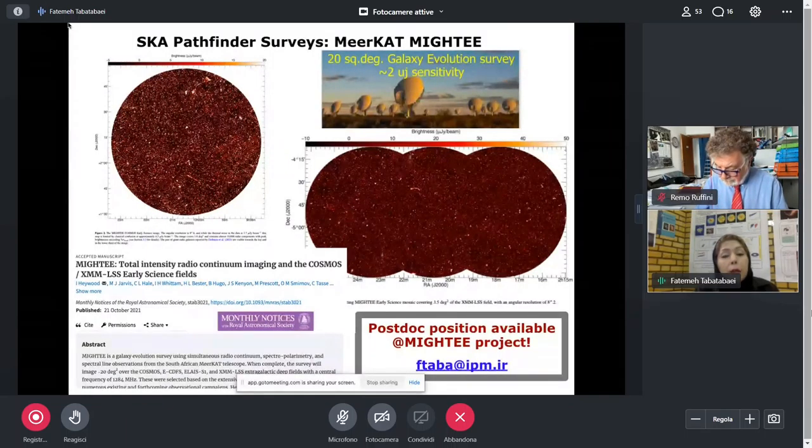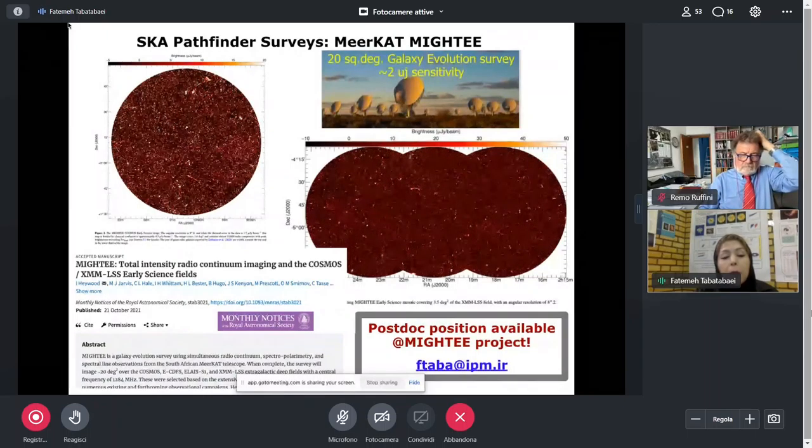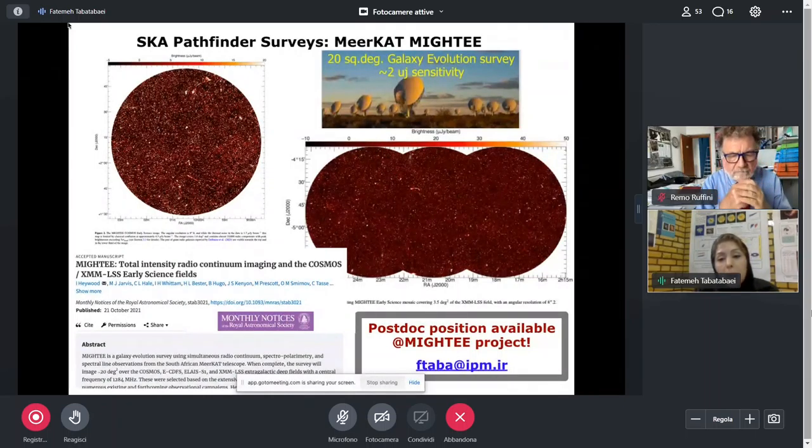Here you see the surveys done on the COSMOS field on the left and on the right on the XMM-SS survey. They have done follow-up observations, and the early release data has already been published in this Monthly Notices paper. And here I also announce the postdoc position we have to work with this team at IPM.